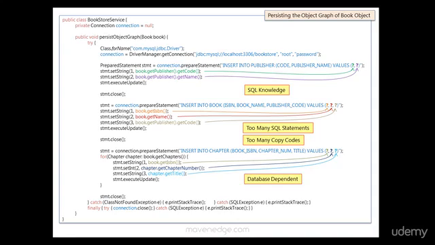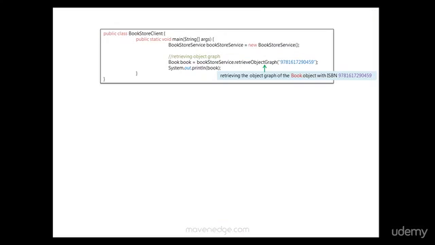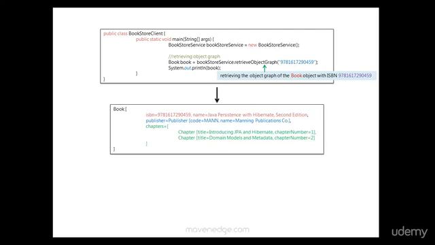Now let's move on to retrieving the object graph of the book object by its ISBN value. So again, let's have a look at the bookstore client class first, which will be calling the retrieve object graph method on the bookstore service object to retrieve the book object with its object graph using its ISBN value. And this is what the result would look like using the toString method we saw earlier in each of the Java classes in our application.